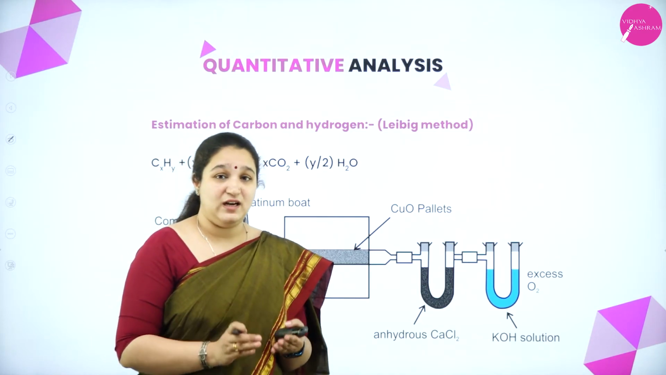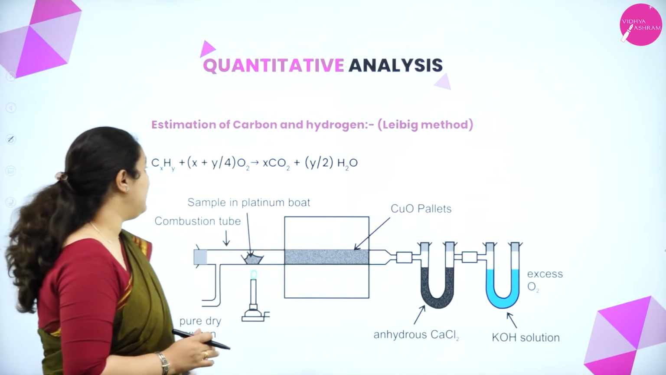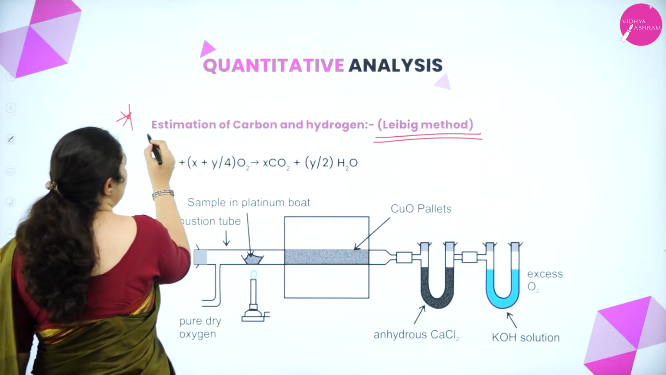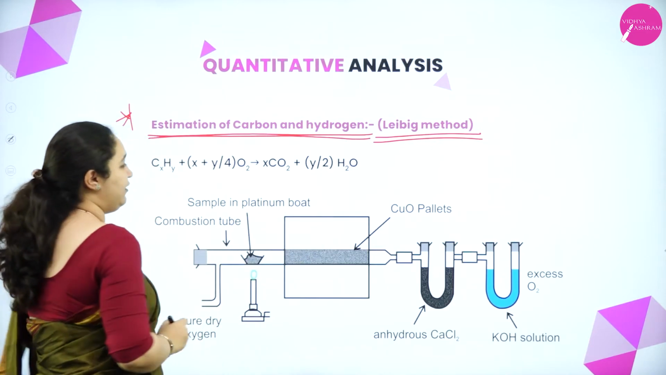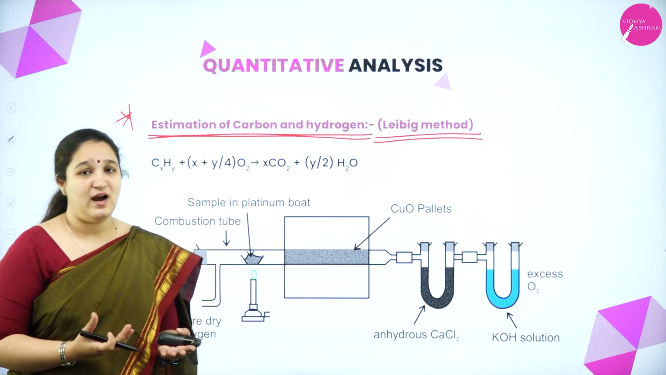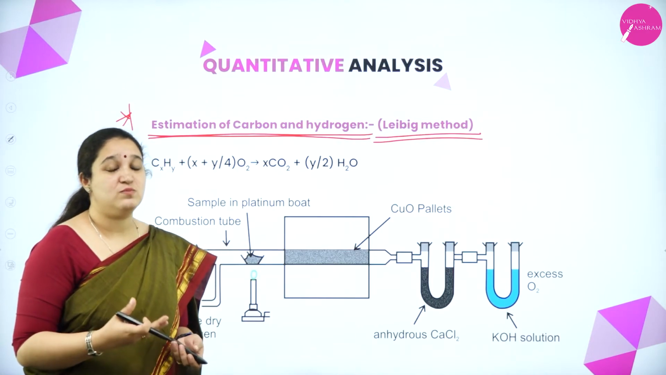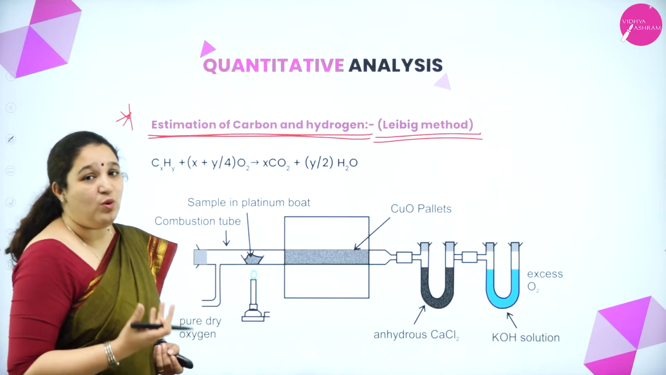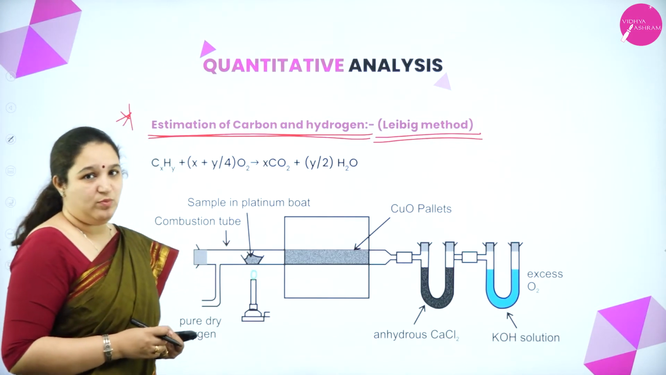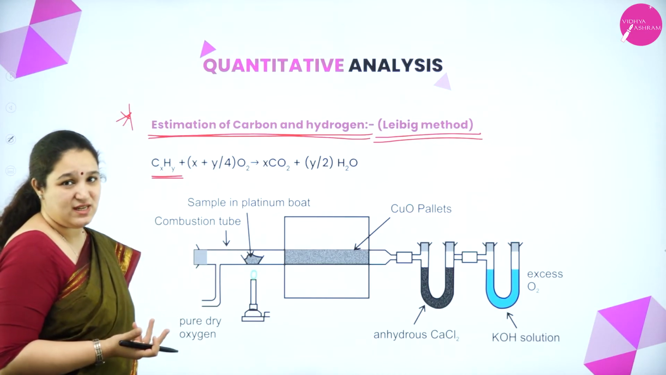But now next is quantitative analysis. So under that, first method is Liebig's method. It's a very important method for estimation of carbon and hydrogen. Now it's very important for me to estimate the carbon and hydrogen which is present in my organic compound. Here we are estimating in terms of percentage. Okay. In this method, we are taking the organic compound, and for example, my organic compound contains only carbon and hydrogen. This is just an example.